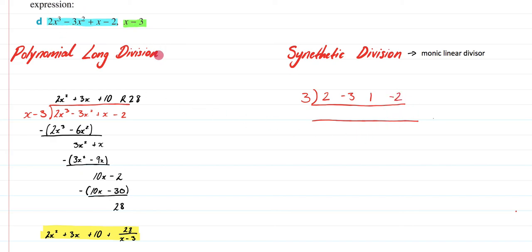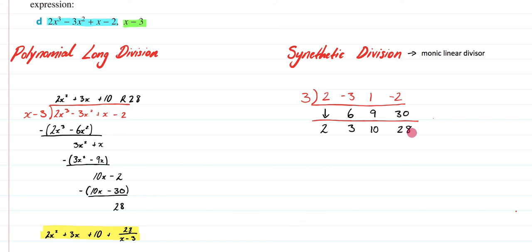Now we come to the working out part. In our first step, let me go over with the black pen. We're going to take this 2 and just drop it down. Then 3 times 2 is 6. Then negative 3 plus 6 is 3. Then 3 times 3 is 9. Then 1 plus 9 is 10. Then 3 times 10 is 30. Negative 2 plus 30 is 28.